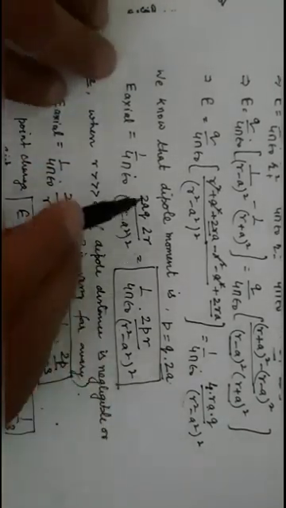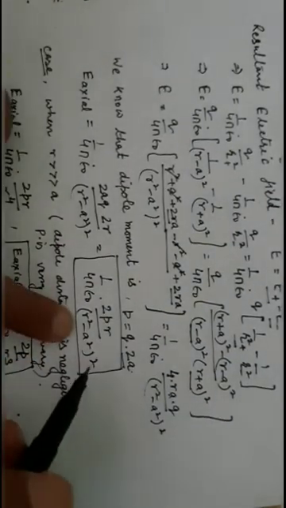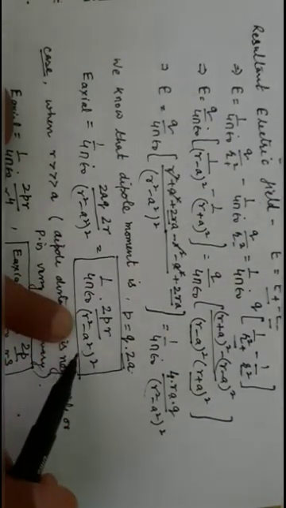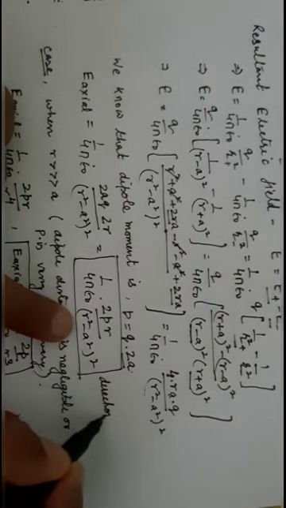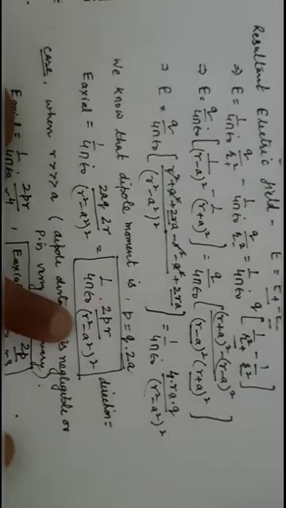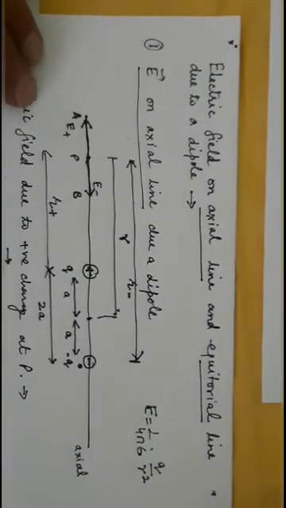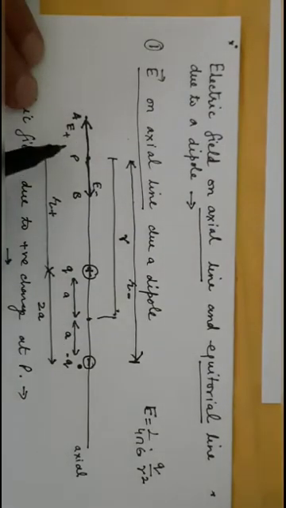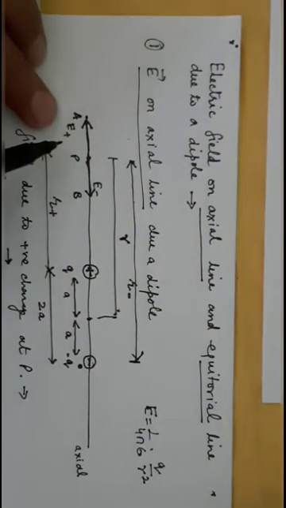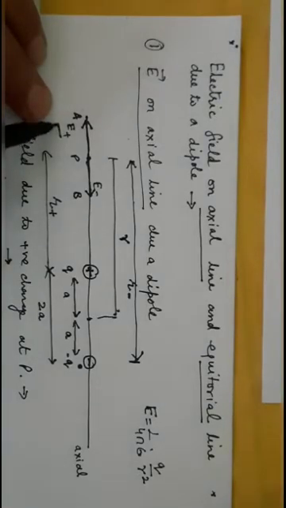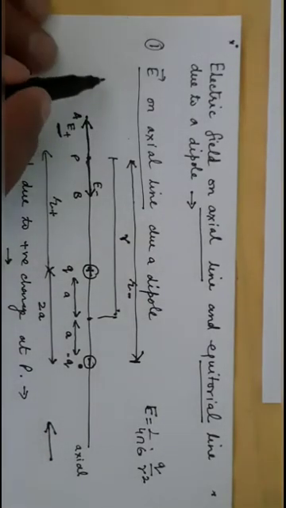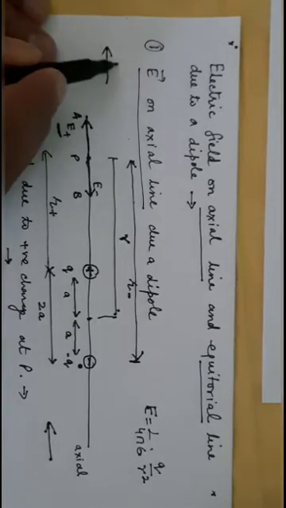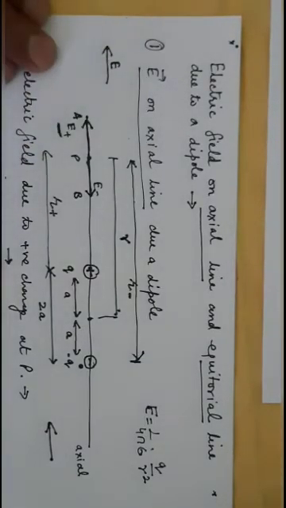So we knew this much, 1 upon 4 pi epsilon, 2PR over R square minus A square whole square. Now what is the direction? From the diagram we can see the direction of electric field is given by the bigger magnitude. The E positive has a bigger magnitude, so the direction of electric field is along this direction. So this is the direction of the resultant electric field.